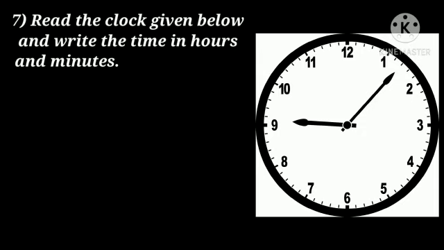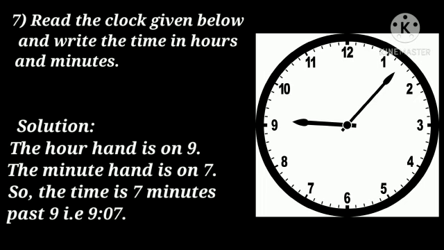Read the clock given below and write the time in hours and minutes. So let us have a look at the clock. Here you can see the small hand, that is our hand, is at 9. So it is 9 hours, and the minute hand is between 1 and 2. Now we have to find out the exact minute. So we can see the minute hand is after 2 units, then 1. So 1 multiplied by 5 is 5 minutes, and 2 minutes after 1 means 5 plus 2 is 7. So the exact time is 9 hours and 7 minutes.